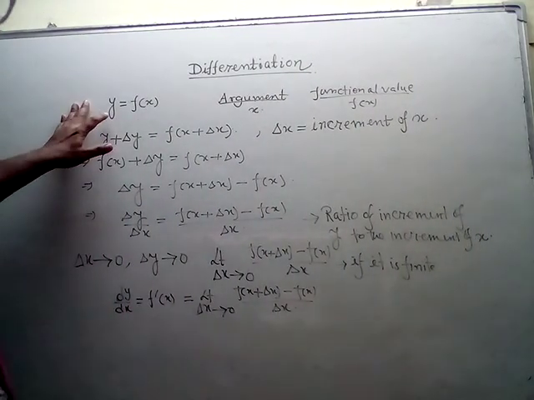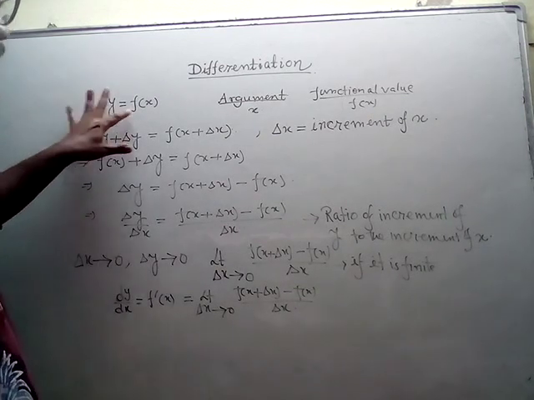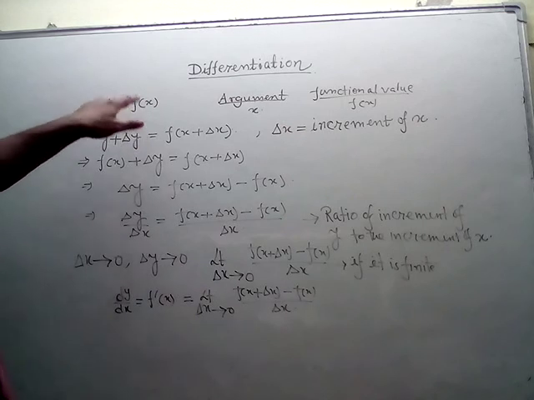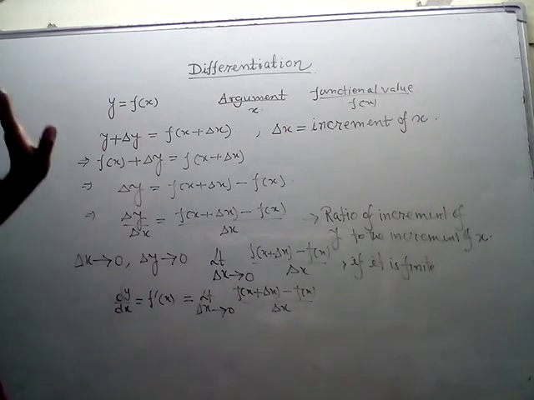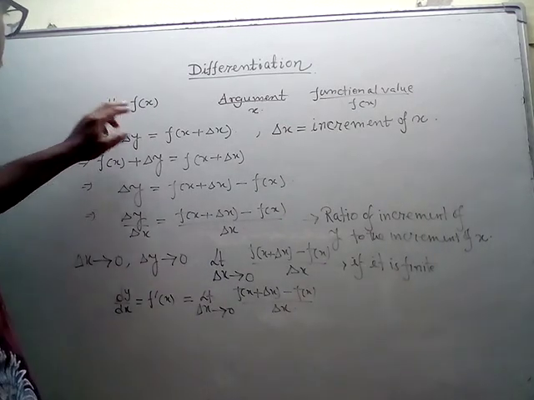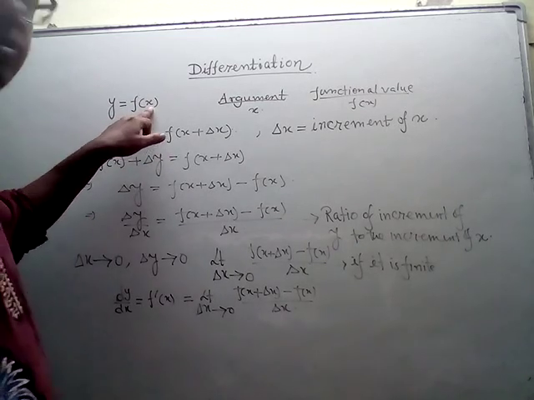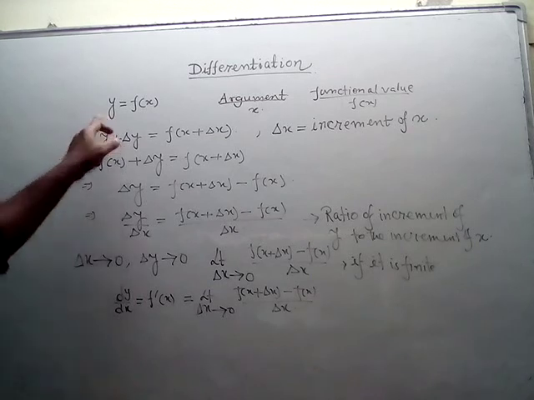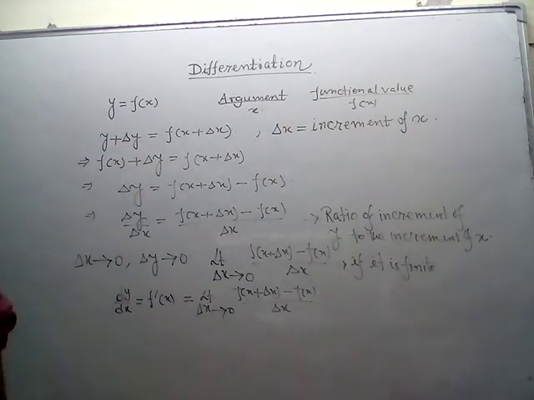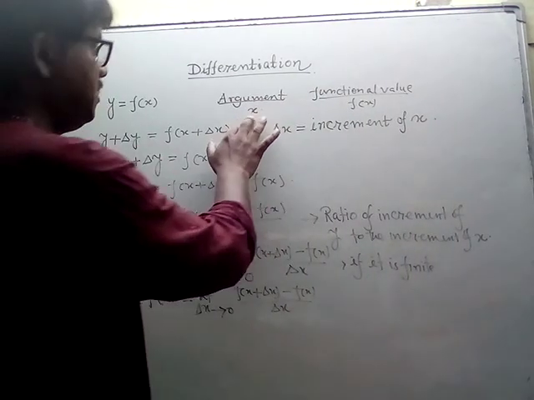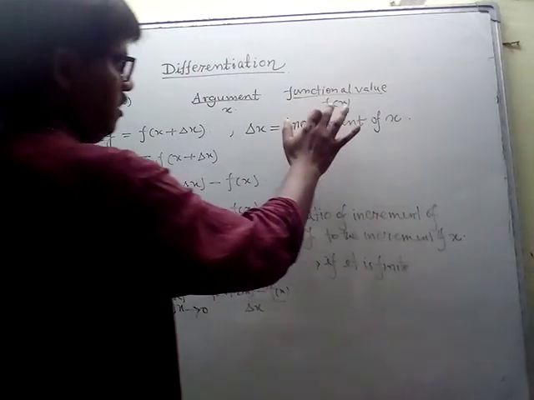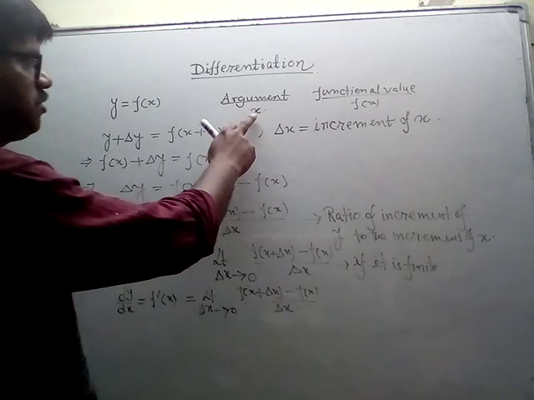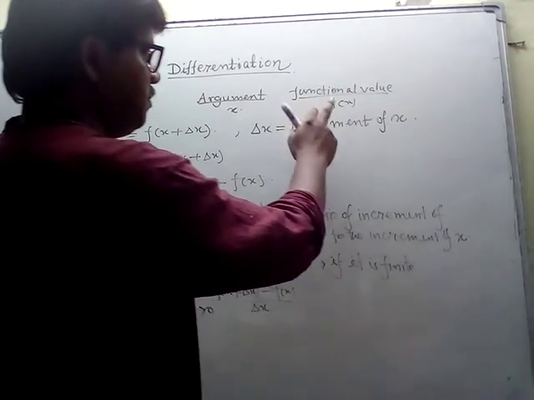Suppose y equals f(x) is a real valued function. For different values of x, we will get different values of y. Here x is called the argument and f(x) is the functional value. If x changes, then f(x) changes.